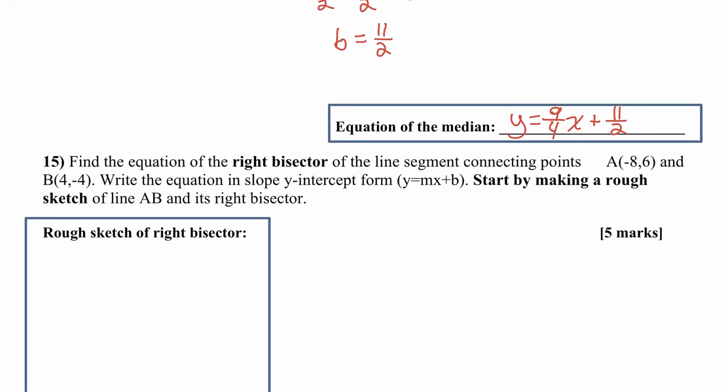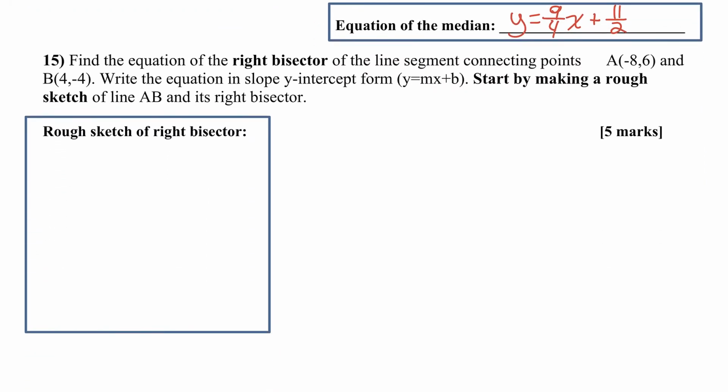Let's do the next question, which asks us to find the equation of the right bisector of the line segment that connects point A to point B. Let me just draw a line segment that connects those 2 points. The right bisector of this line segment would be the line that goes through the midpoint of AB and intersects AB at a 90-degree angle.